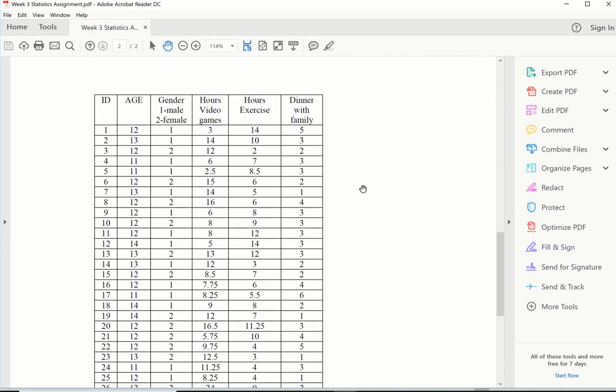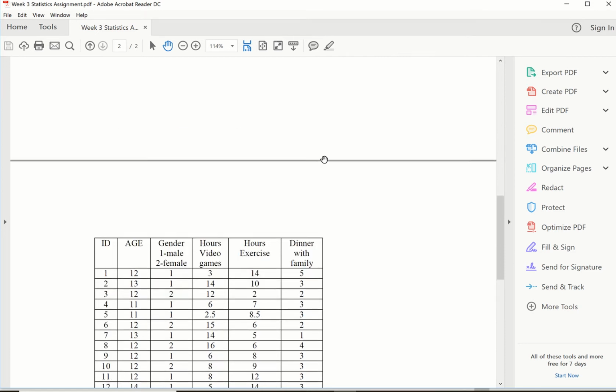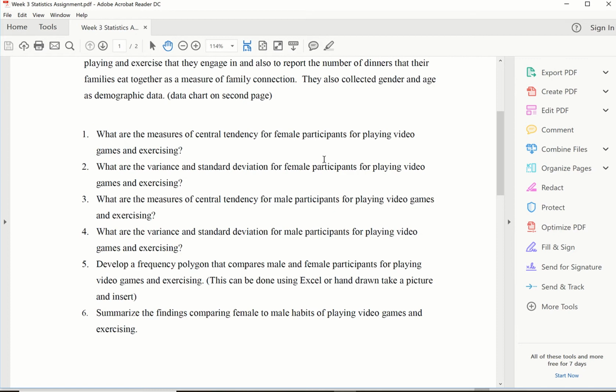The first thing you're going to want to do is go ahead and separate male from female. You can either make two data tables or put them together with all the male first and then do the females. It just makes it easier to work with the data.